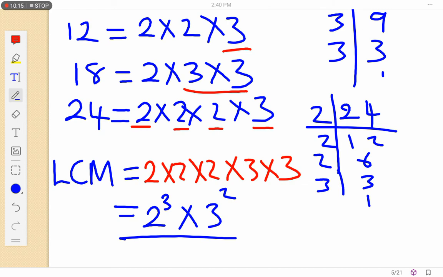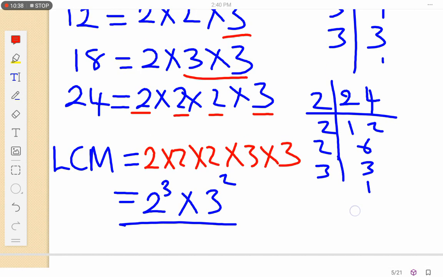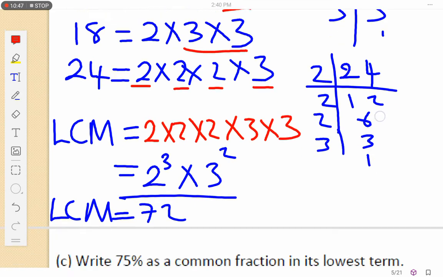So if we multiply 2 times 2, we get 4, times 2, 2 times 2 times 2 times 3 times 3, we get 72. So at the end of the day, this is the same as 72. Okay, so either answer could be correct there. Okay, let's go on to the other question.